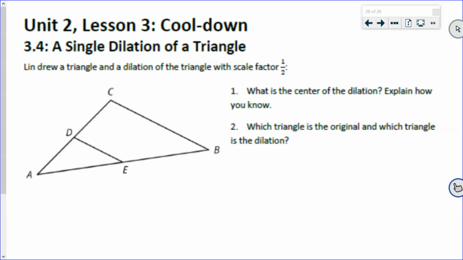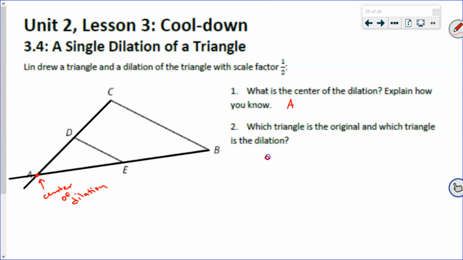Okay, your time is up. What is the center of dilation? I hope that you noticed that C, D, and A all lie on the same line, just like B, E, and A all lie on the same line. So what is the center? A. So which triangle is the original and which one is the dilation? Landis?